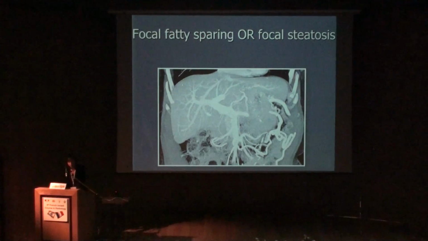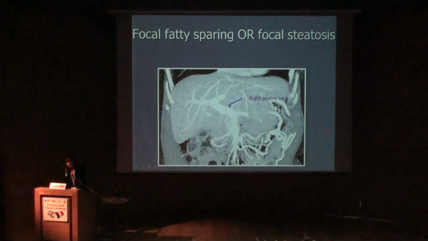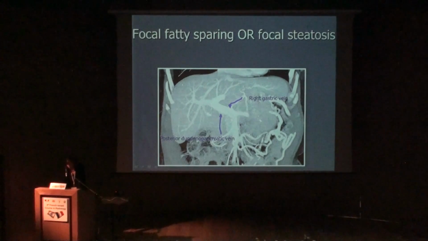The second key is that it has to deal with the portal veins and the portal vein tributaries. You know that the portal vein is mostly composed by the superior mesenteric vein and the splenic vein. However, there are two small veins that directly drain within the portal vein. The first one being the right gastric vein, and the second one being here, the posterior duodenopancreatic vein. Okay, this is the normal venous anatomy.